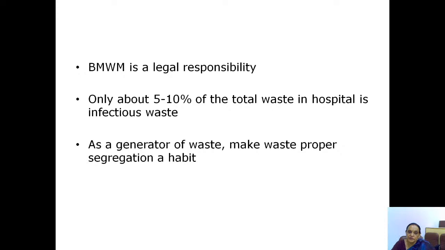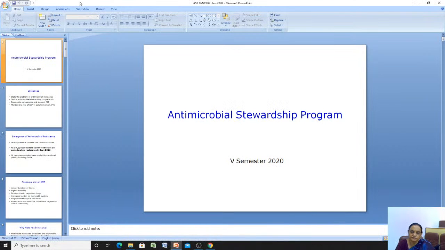Only about 5 to 10% of the total waste is infectious. So focus on that 5 to 10% which is infectious. As a generator of the waste, you must make proper segregation of waste a habit. Thank you.